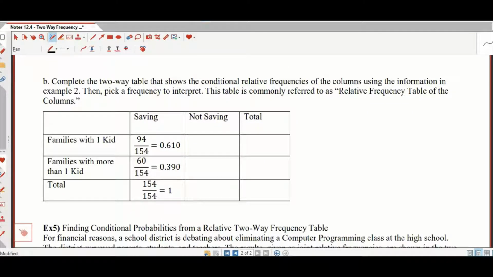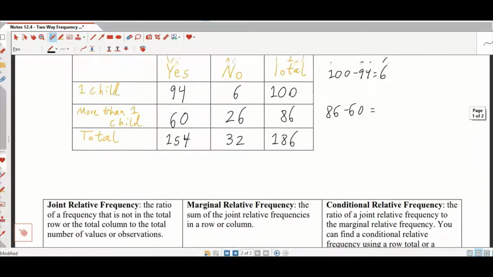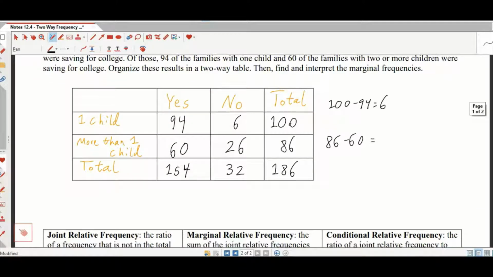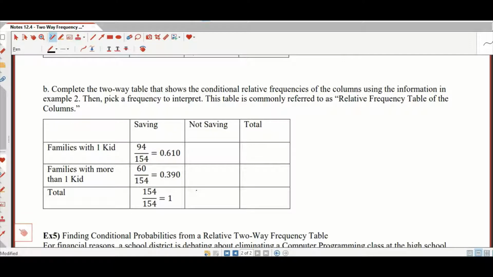So 94 out of the 154 people who were saving were families with one kid. 60 out of the 154 who were saving were families with two kids. So up here we're going to go. Let's see. The people who weren't saving, there were 32, 6, and 26. So 32 were not saving. And by the way, that's 32 out of the 32 people is 1. 100% of the people who were not saving were not saving.